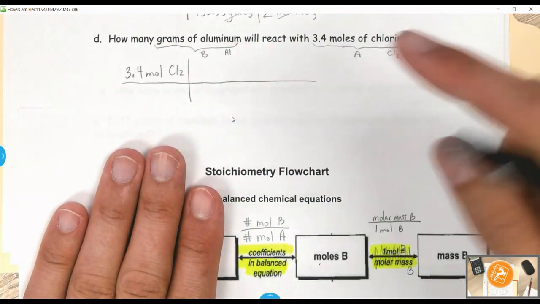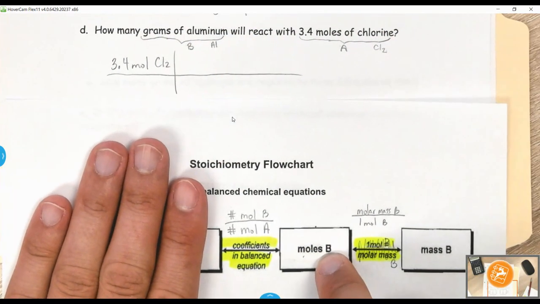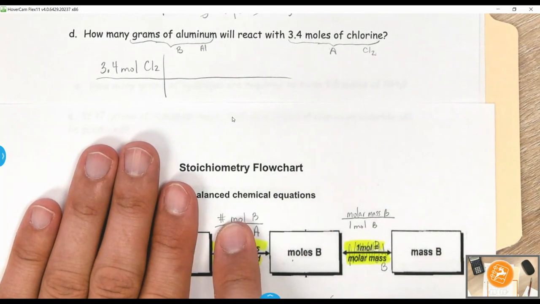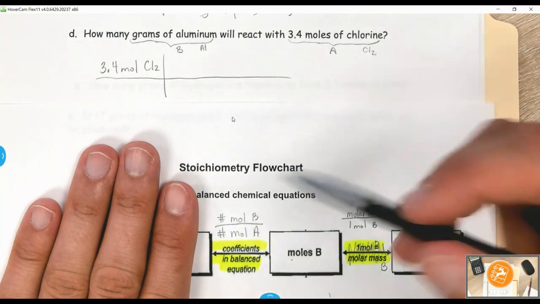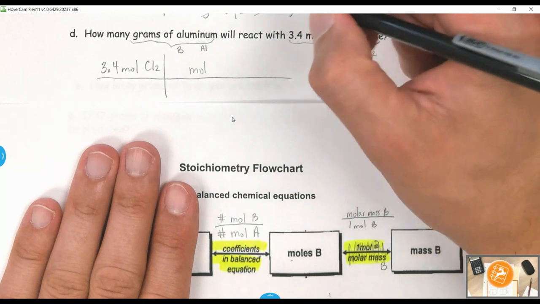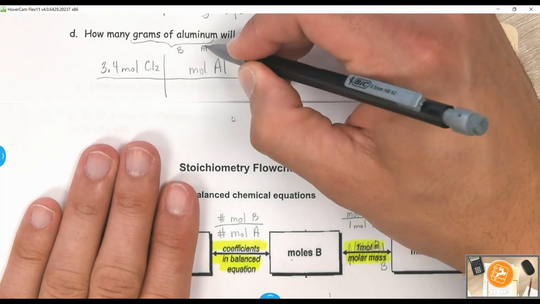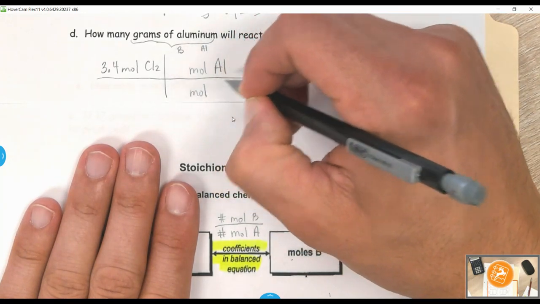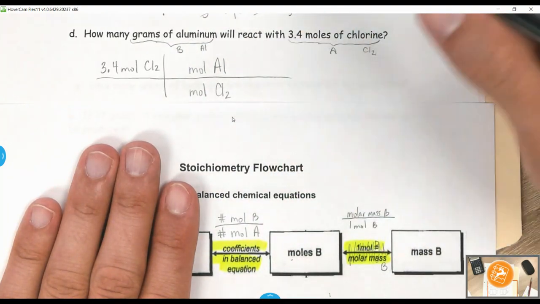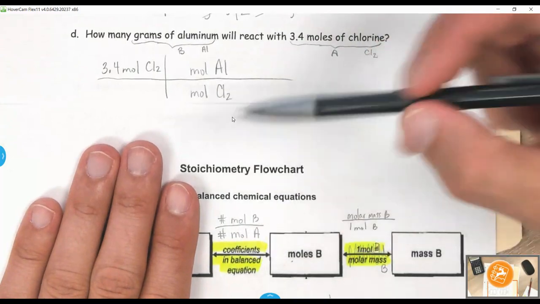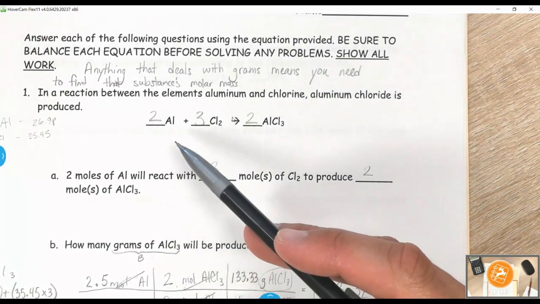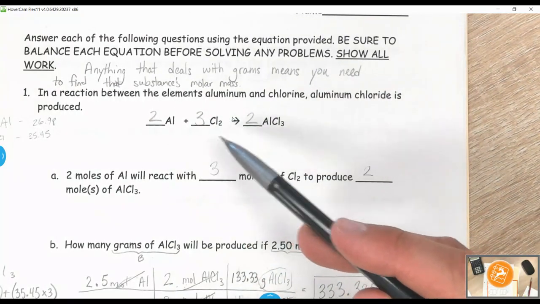And what do we want? Do we want moles of substance B or mass of substance B? We want mass. So guess what? You got to use this conversion and this conversion. So first conversion, moles of substance B on top, so it's going to be Al because that's substance B, and blank moles of substance A, which has to be Cl2. We need the coefficients from the balanced equation, so let's bring it back up. Al should be 2 and Cl2 should be 3.